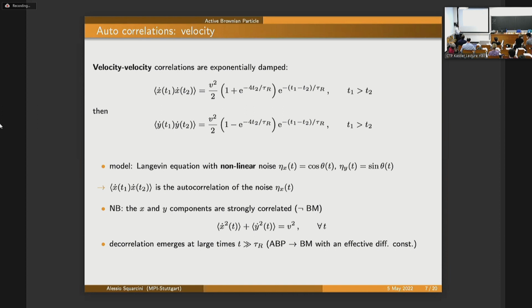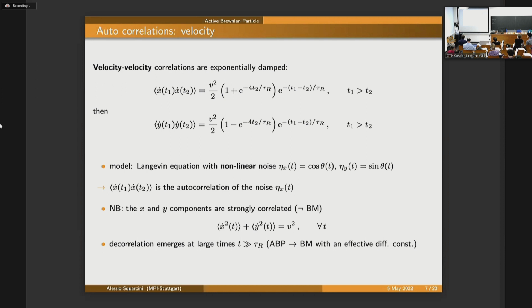Also, these are 2-point velocity correlations, but you can go also to 4 points and stuff like that. But the message is the following. Provided you take times t1 and t2, which are much larger than tau r in separation, you get a complete decoupling. So essentially, you lose correlation in an exponential fashion.